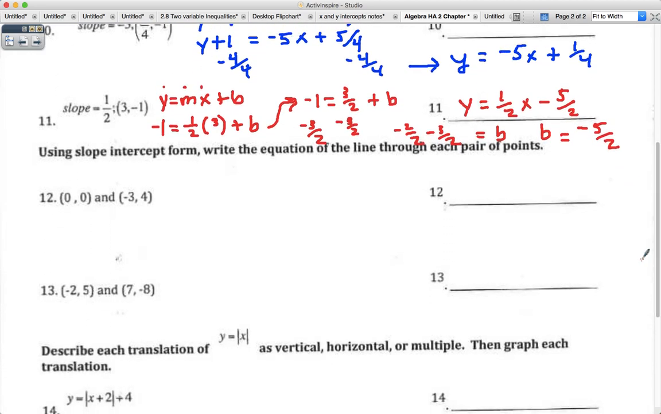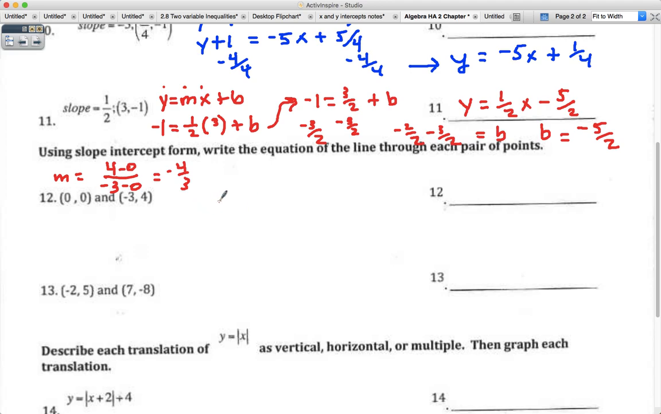Use the slope-intercept form to write the equation of a line through each pair of points. Here I need to find the slope, and I can use the point-slope form, or I can use the slope-intercept form. I'm going to use the point-slope form, but first I must find the slope of this equation. So m will equal 4 minus 0 over -3 minus 0, which is -4/3. Now I could use either one of these points. I'm going to use 0, 0 because some things will cancel out then.